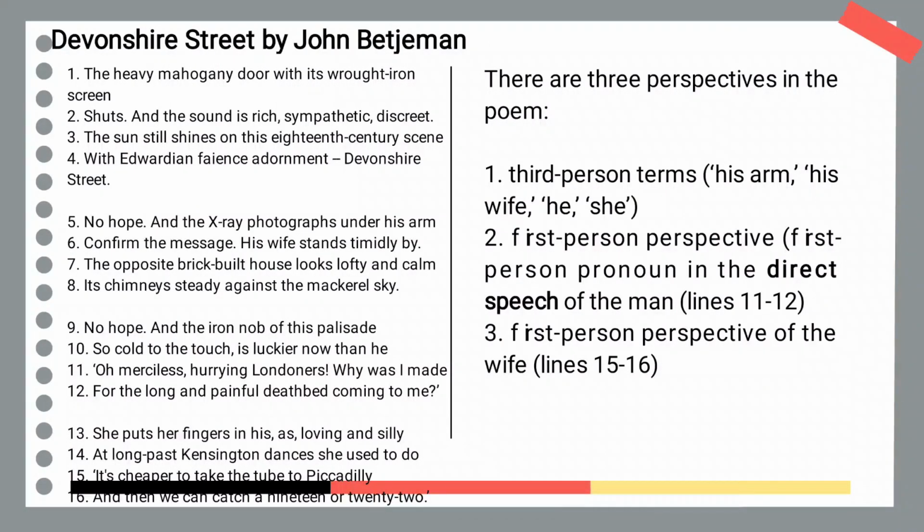Hence, the three perspectives here: the man, the wife, and the detached observer. So this may look simple, but the text is complicated as it uses complex details.